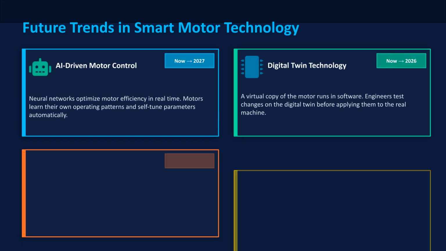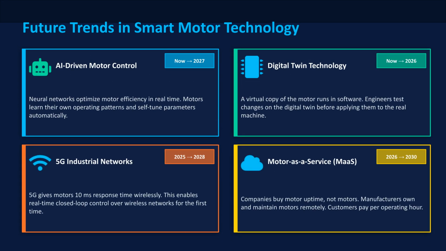Future trends include AI-driven motor control, allowing motors to self-tune for optimal efficiency. Digital twins offer virtual test environments for risk-free procedure changes. 5G networks enable real-time wireless control. Finally, Motor-as-a-Service shifts the business model to buying uptime rather than hardware.